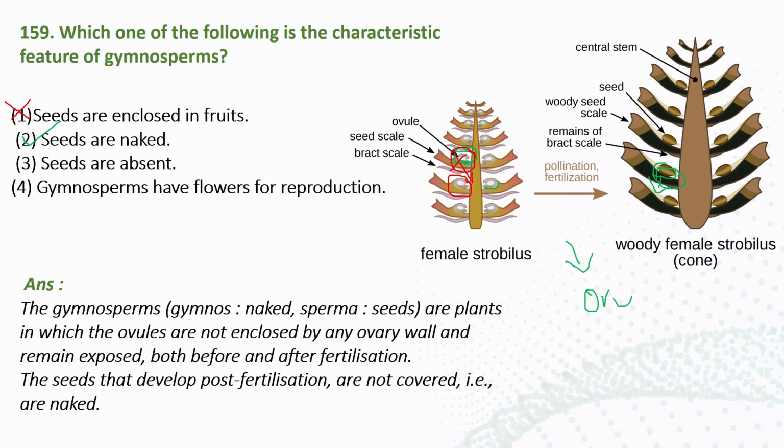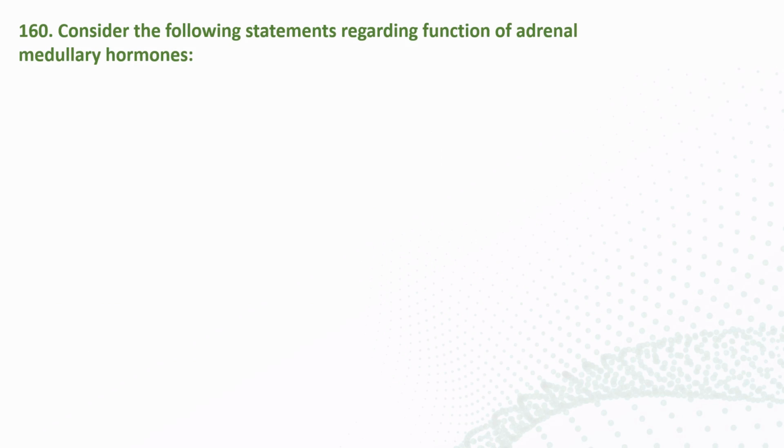And seeds are absent? Seeds are obviously present, so this is also a wrong characteristic. And gymnosperms have flowers for reproduction? Normally the gymnosperms do not have flowers for reproduction. They have the open ovule so that they can easily reproduce. Okay, so option 2 is correct, that the seeds are naked. This is the characteristic feature of the gymnosperms. Okay, we'll move on to the next question.